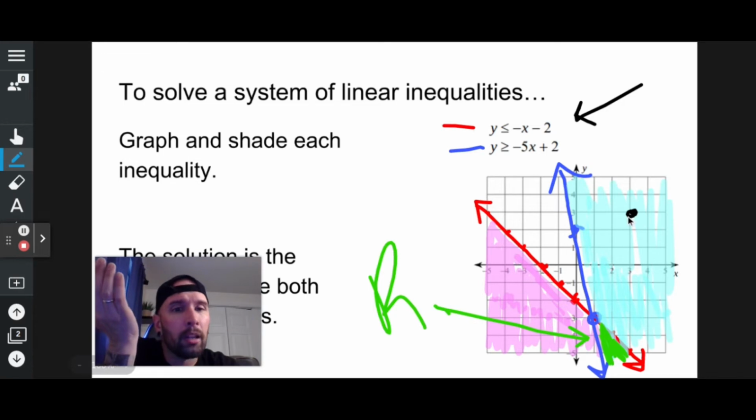Well, if I were to plug in (3, 3), it would only work for the blue inequality because it's only the blue part that's shaded. Okay, the double shading is my solution because it works for both inequalities at the same time.